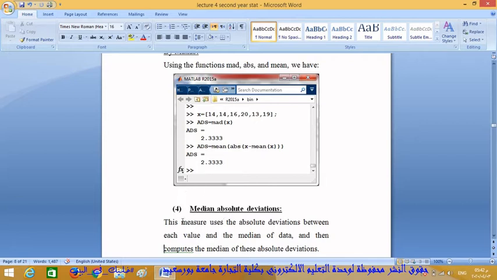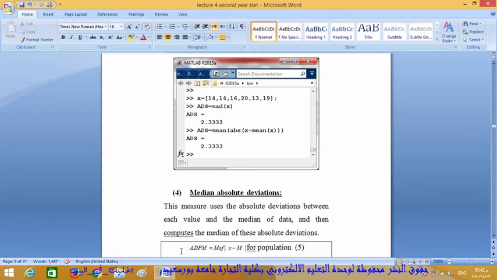deviation, or the difference between each value and the mean in the case of mean absolute deviation, and the difference between each value and the median in the case of median absolute deviations. Okay, so this measure uses the absolute deviations between each value and the median of the data, not the mean. And then compute the median of these absolute deviations.